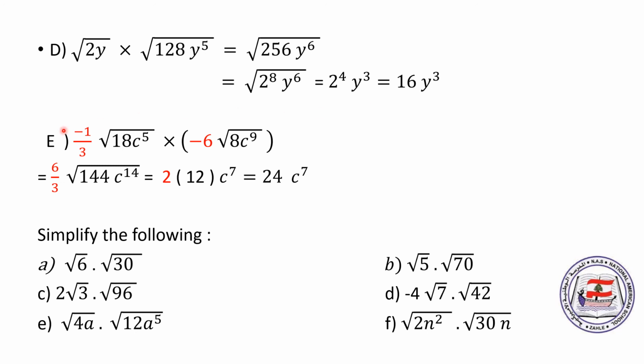And the last example, E, minus 1 over 3 radical 18c to the power 5 times minus 6 radical 8c to the power 9. We need to multiply minus 1 over 3 by minus 6. So we get 6 over 3, or even directly we can write 2. And multiplying the radical by the radical, we get radical of 144 c to the power 14. Square root of 144 gives 12. C to the power 14 gives c to the power 7. And finally, we get 24c to the power of 7.